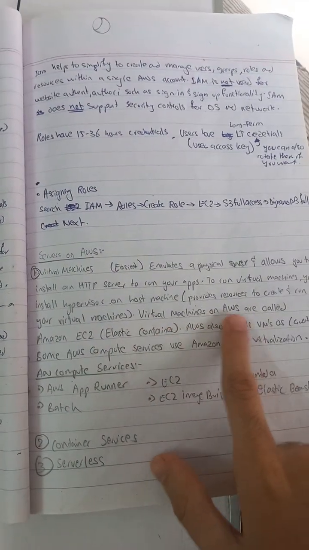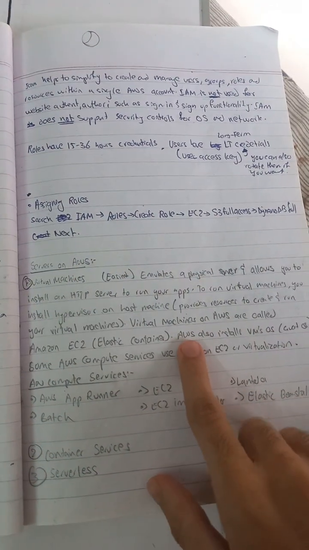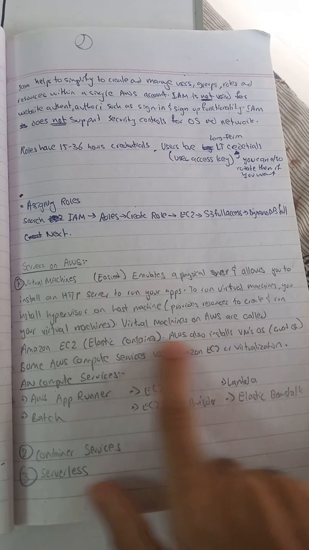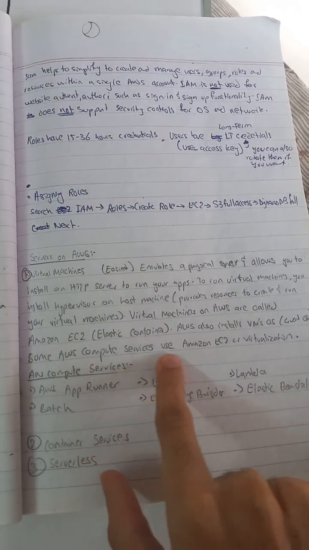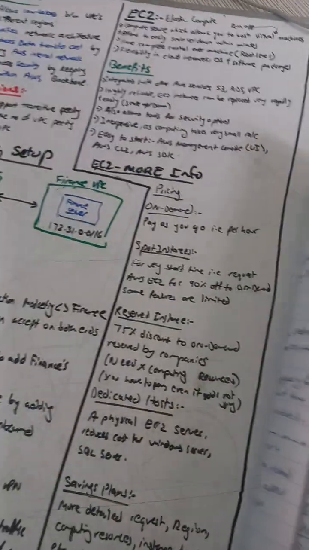Virtual machines on AWS are called Amazon EC2 instances, which we just talked about. AWS also installs the VM's OS, or guest OS. Yeah, so we've talked about this. Some AWS compute services use Amazon EC2 or virtualization, and then we've talked all about this.